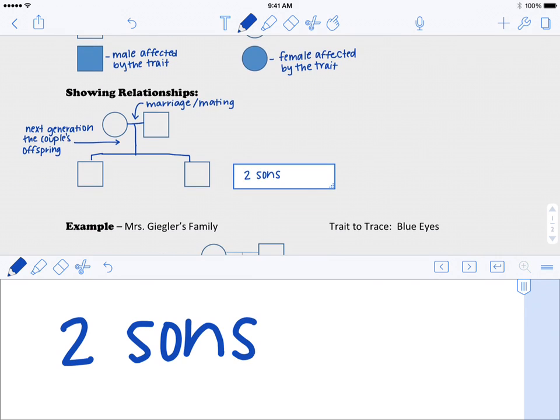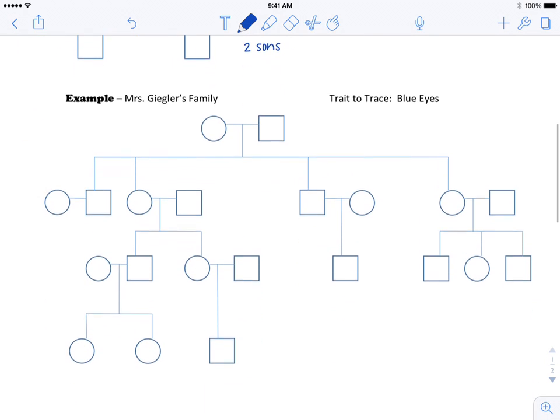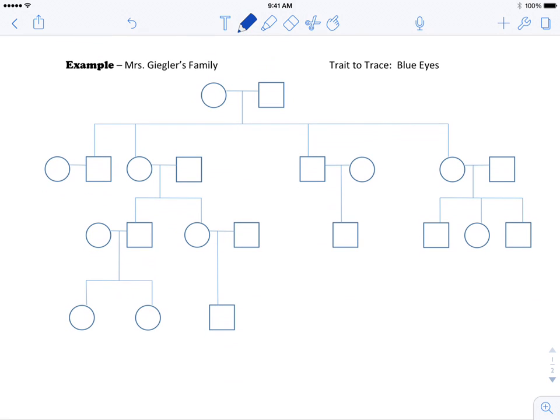We know that this has two sons because there are two squares that are connected to the mom and the dad. All right, now to kind of make this have a little bit more buy-in factor, I'm going to tell you a little bit about my family for this. Here's a blank pedigree. We're going to eventually fill this in and trace how blue eyes get passed down through my family. However, in this quick video, we're going to first just look at who is who.